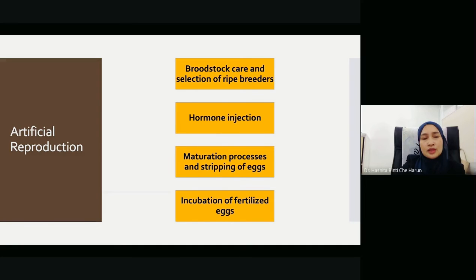For artificial reproduction, these are the things that we will come across: broodstock care and selection of breeders, how you do the hormone injection, the maturation process, and how to strip out the eggs, followed by the incubation of fertilized eggs.